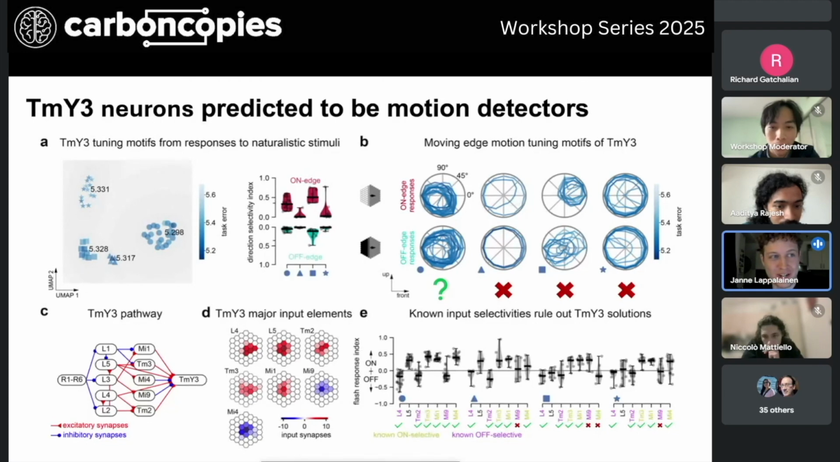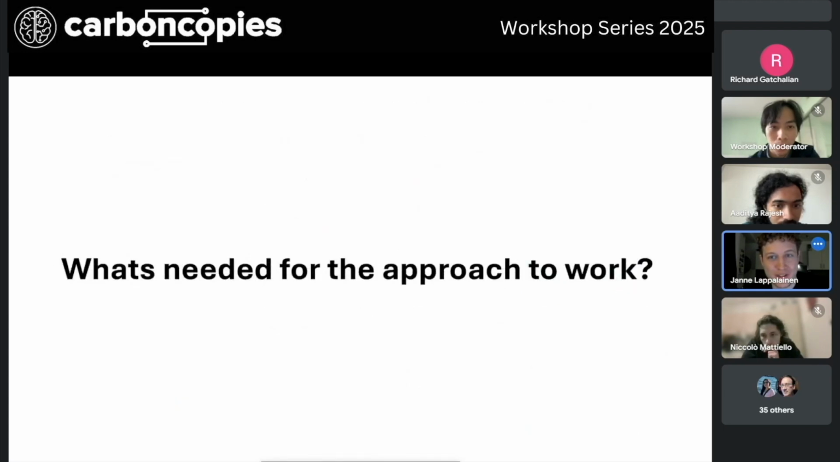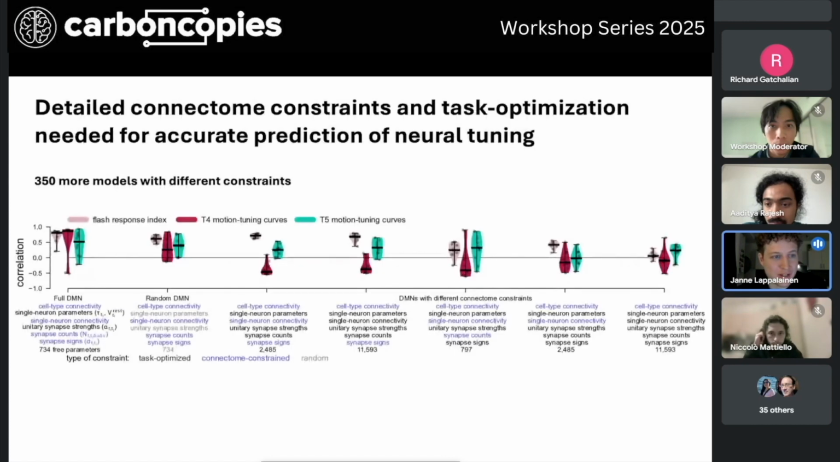All right, so quickly, to some degree, we ask what's needed for the approach to work. And with what's needed, I mean specifically from the constraints that we used. So we had constraints of the connectome and of the task, and we characterized it to some degree.